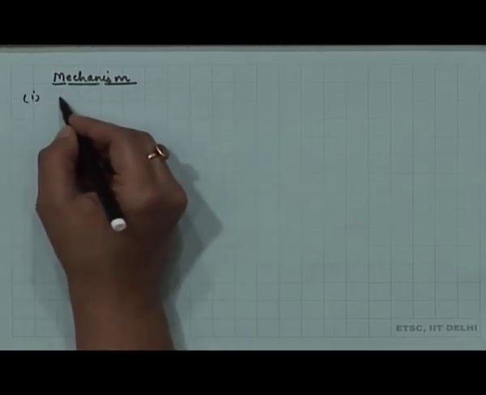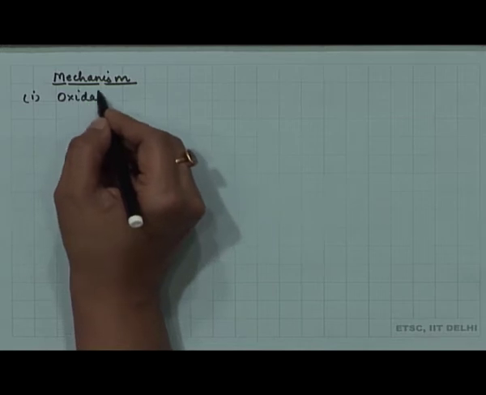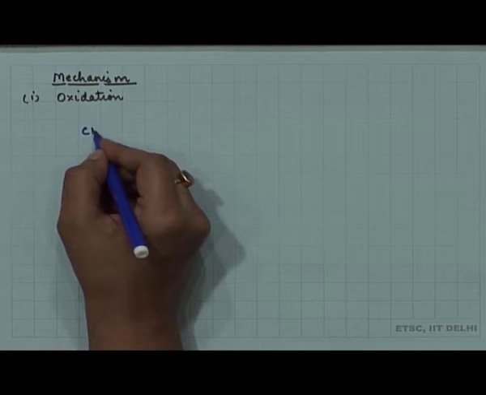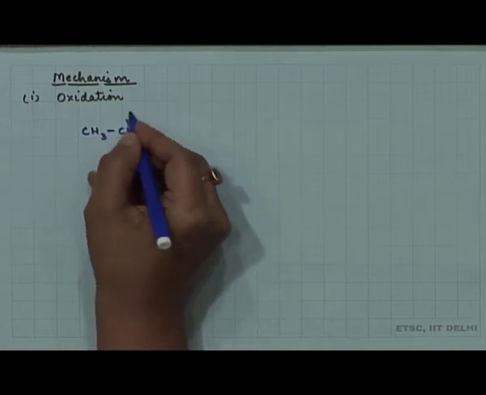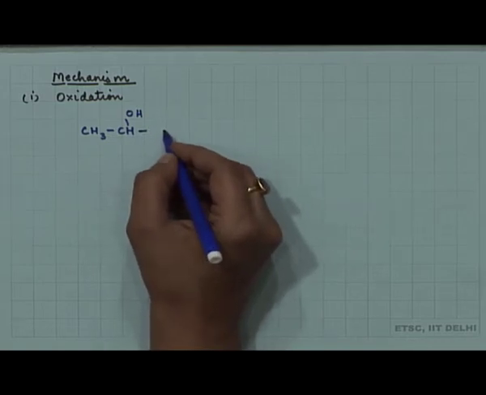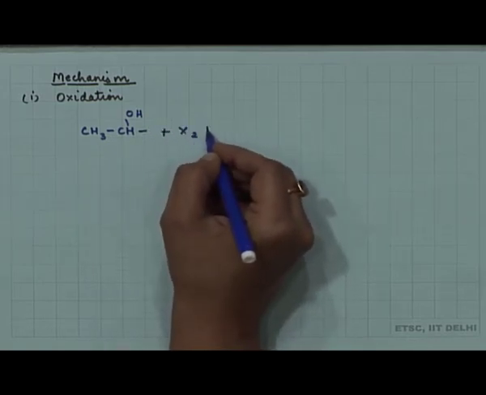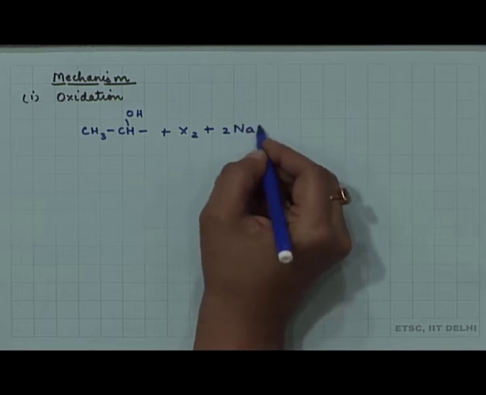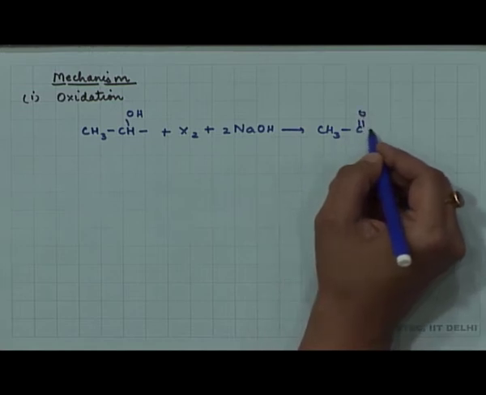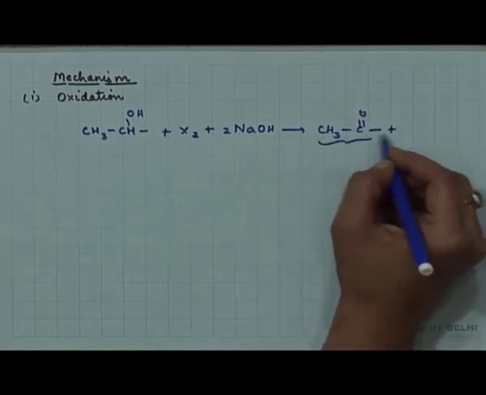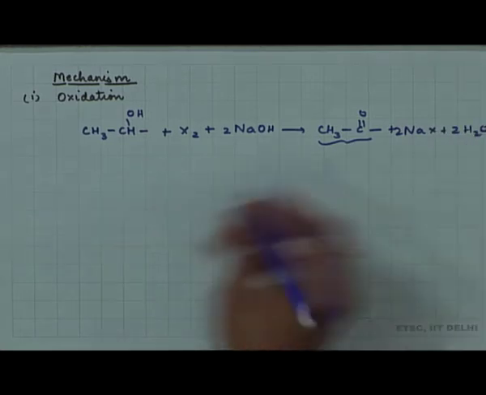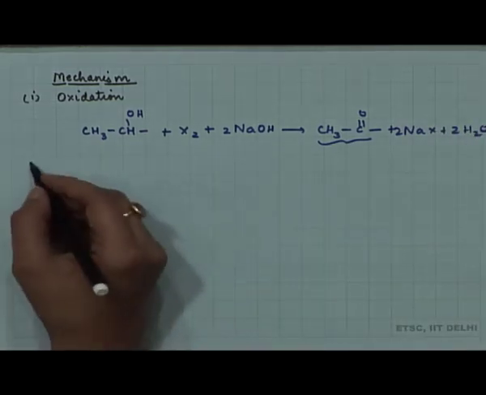So, the first step is the oxidation, and the oxidation is by the presence of the halogen and the base, which forms the sodium hypochlorite, and so this we have already done. The first step, you are generating this. Okay, the second step is your halogenation.